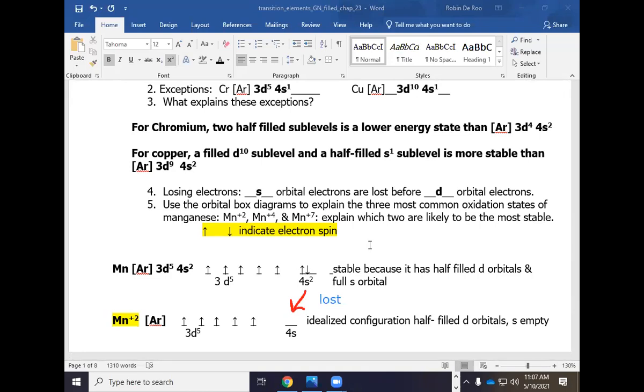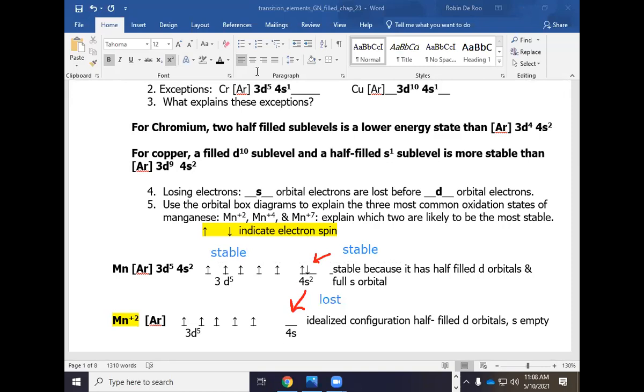So Mn plus 2 is even better than Mn? Okay, so what we're saying is a full s orbital is stable. So this is stable. A 4s orbital without anything is not as stable? Well, there's nothing there. And this is stable.